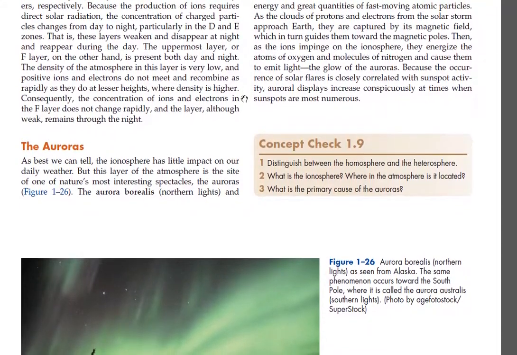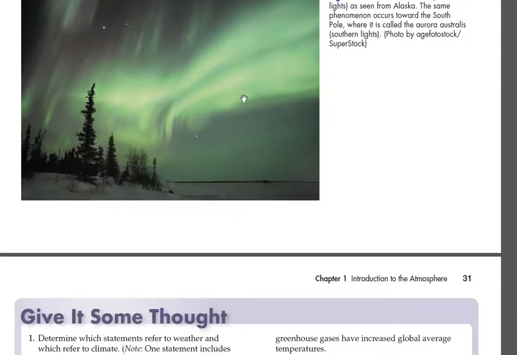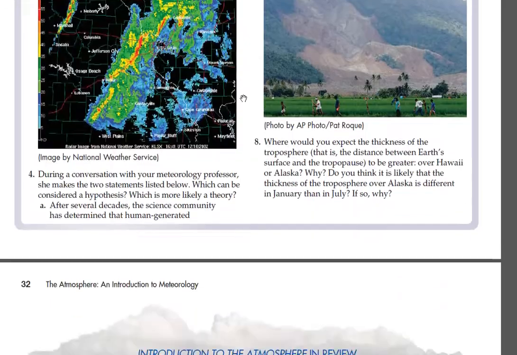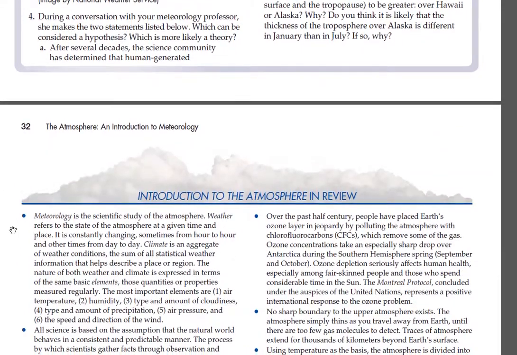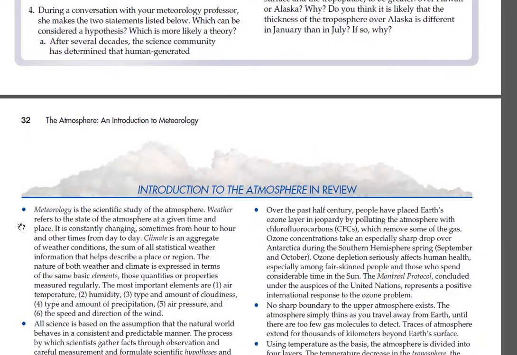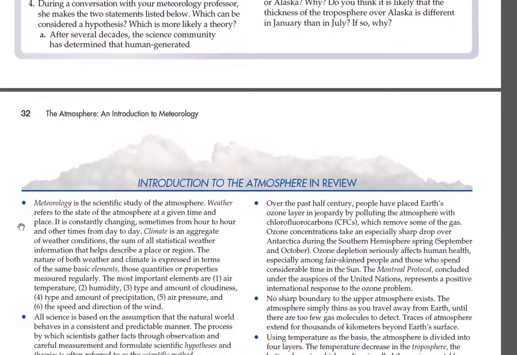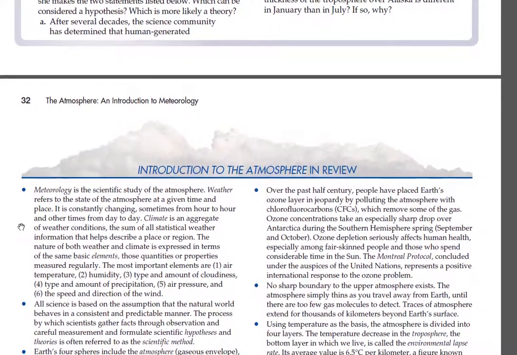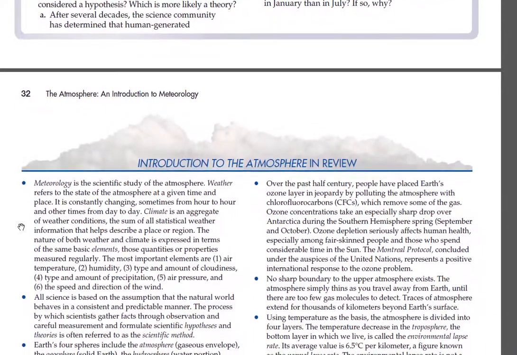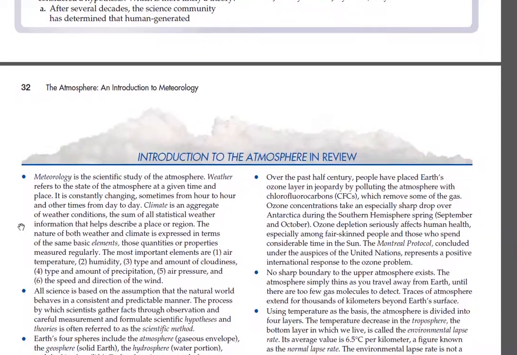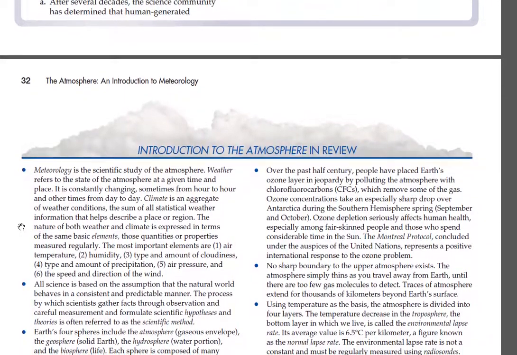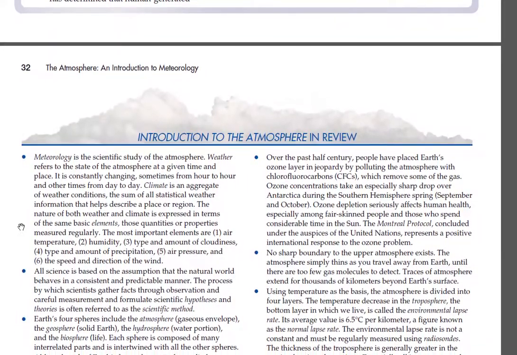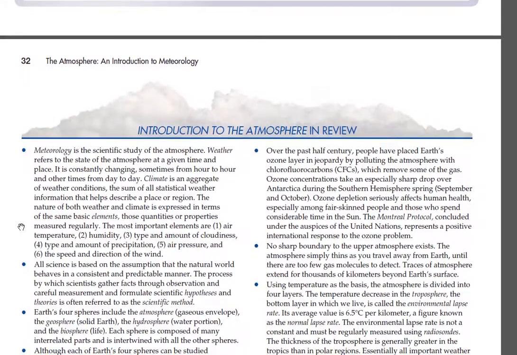Introduction to the atmosphere in review. Meteorology is the scientific study of the atmosphere. Weather refers to the state of the atmosphere at a given time and place. It is constantly changing, sometimes from hour to hour and other times from day to day. Climate is an aggregate of weather conditions, the sum of all statistical weather information that helps describe a place or region.